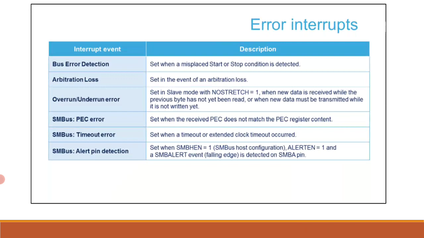A timeout error flag is set when a timeout or extended clock timeout is detected. An alert pin detection flag is set in SMBus host configuration when the alert is enabled and a falling edge is detected.